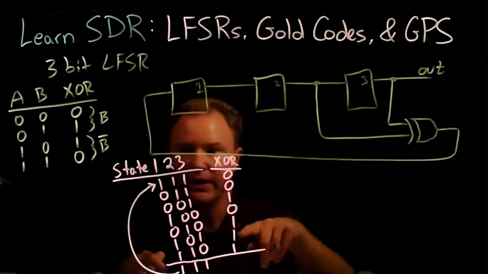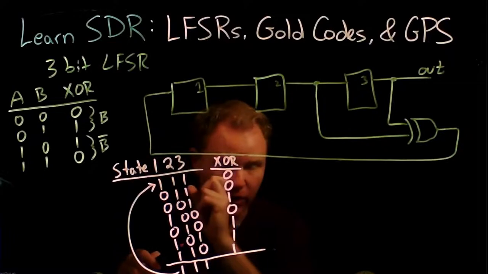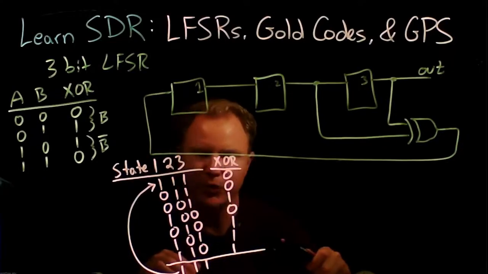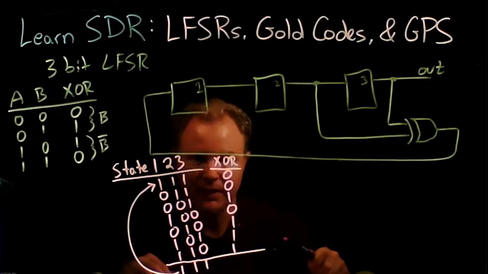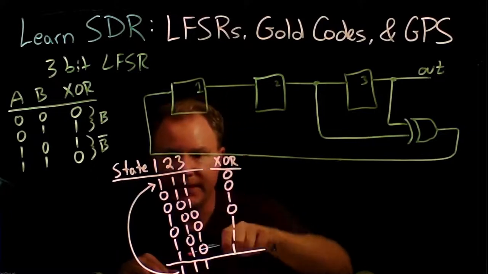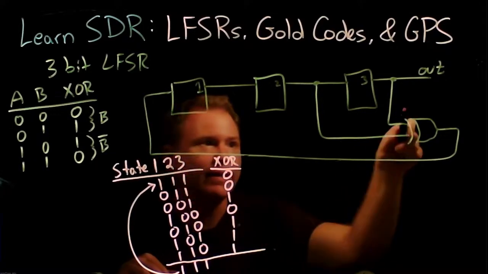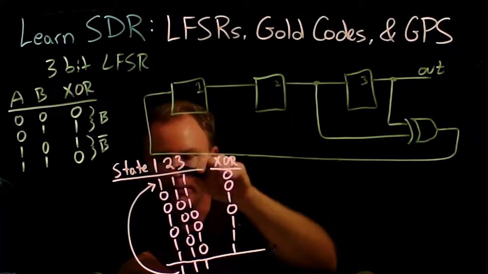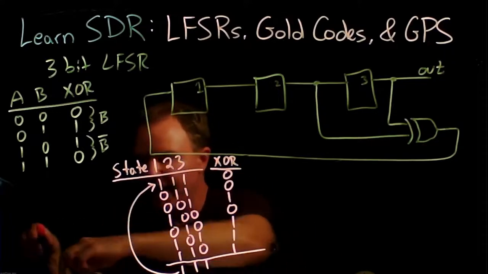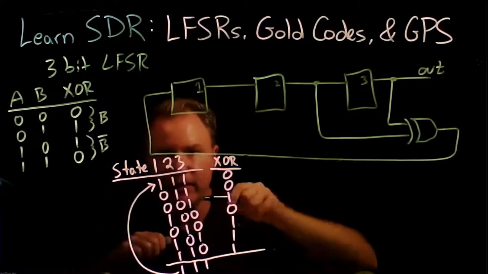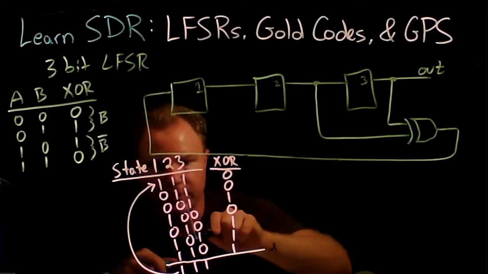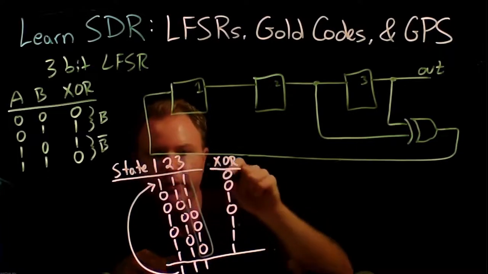1, 2, 3, 4, 5, 6, 7. We went through 7. There are no repeats. We have all of the binary numbers here, 1 through 7. And the states have gone through every possible state. The output, which is number 3 here, that is the sequence of numbers that we're going to spend a bunch of time talking about here.